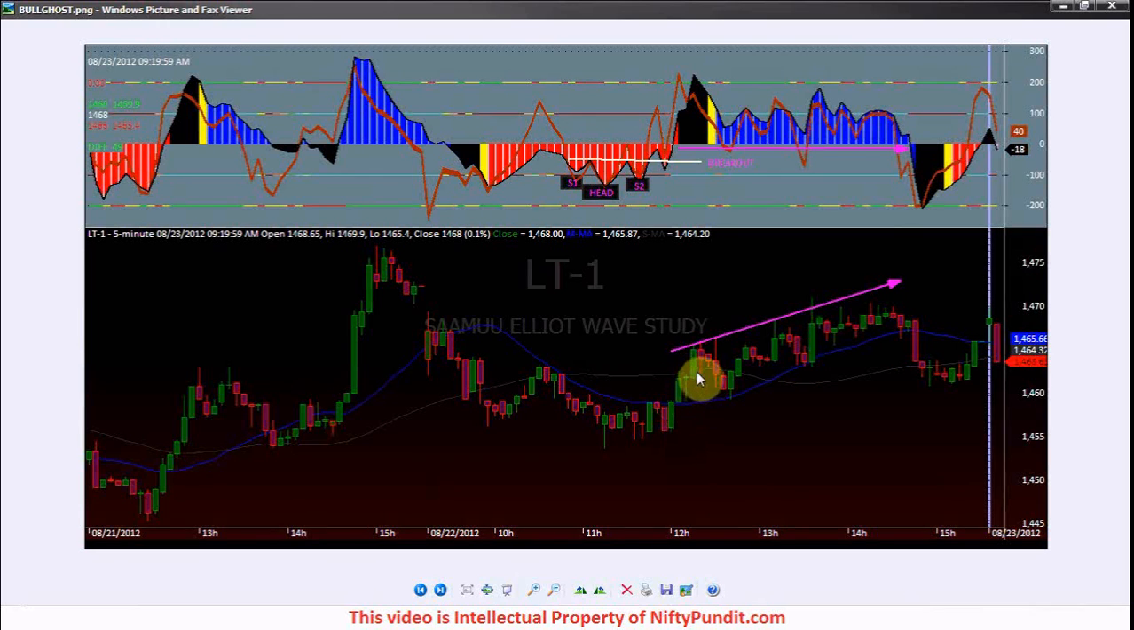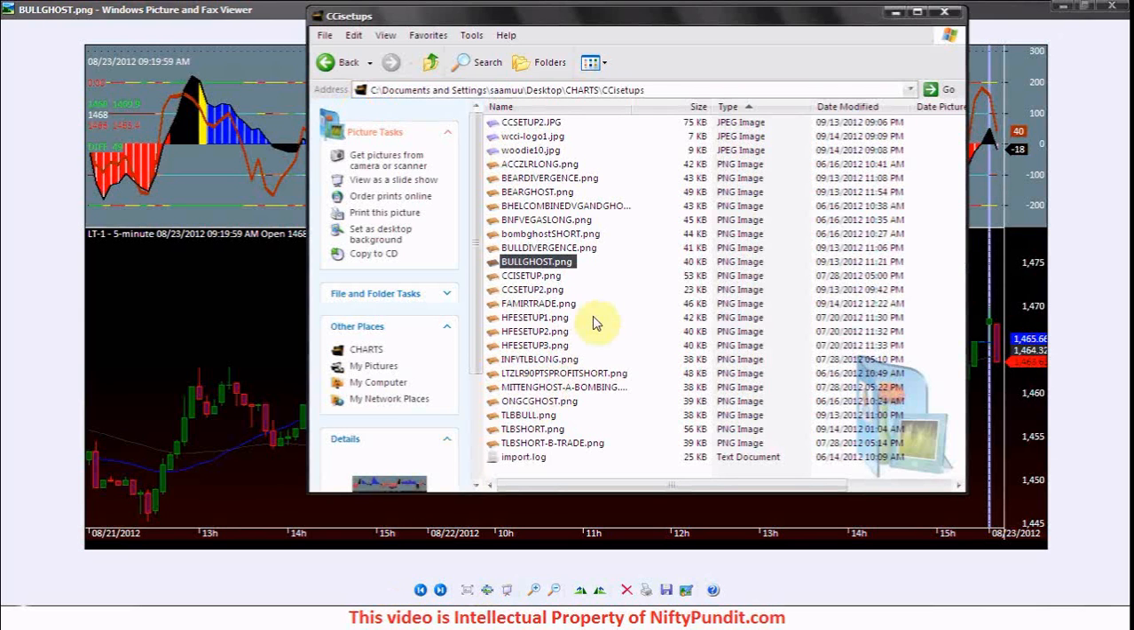So see the trend is right there, so we can hold the stocks and book out here. Let's see the bear one.